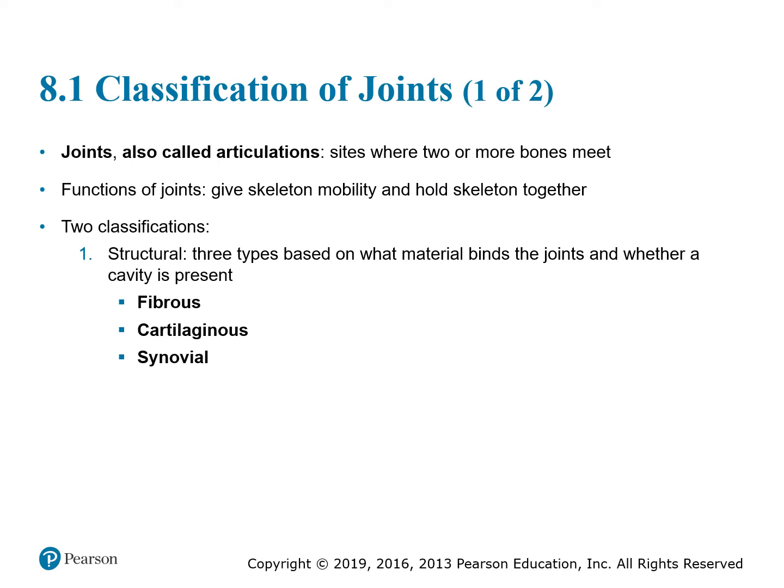Classification of joints. Joints are also called articulations. They are the sites where two bones come together and meet. The joints function to give mobility to the skeleton and to hold the skeleton together. We have two classifications of joints, structural classifications and functional classifications. Structural classifications are three types based on the material that binds the joints together and whether a cavity is present. And those are the fibrous joints, the cartilaginous joints, and the synovial joints.